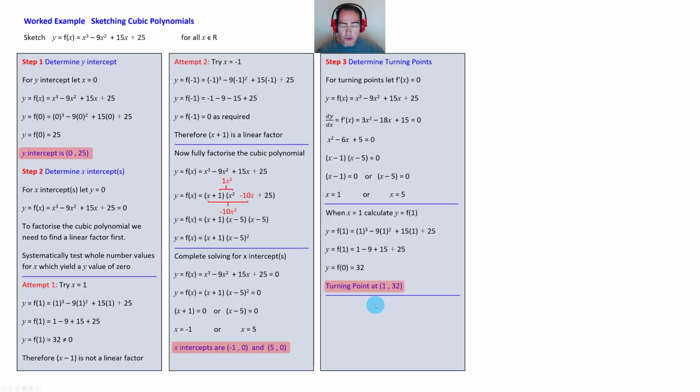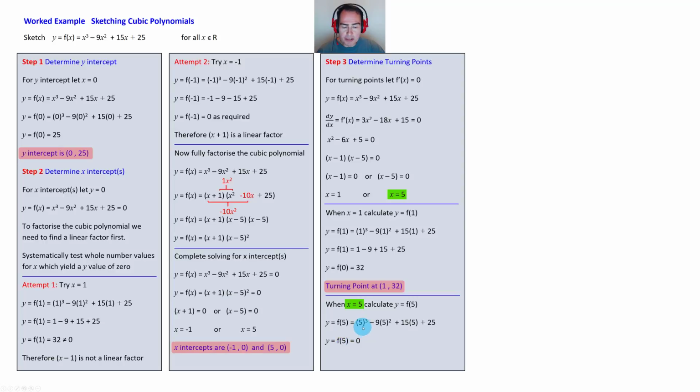The second turning point corresponds to when x equals 5. So we substitute x equals 5 into the original function. In the same way as before, when we do this, and you might note that this calculation also appeared, actually it didn't appear earlier on, but I did mention that we'd have a turning point at x equals 5 because of the repeated factor x minus 5.